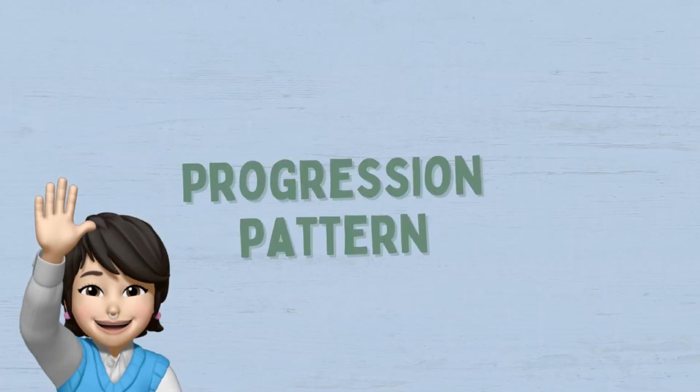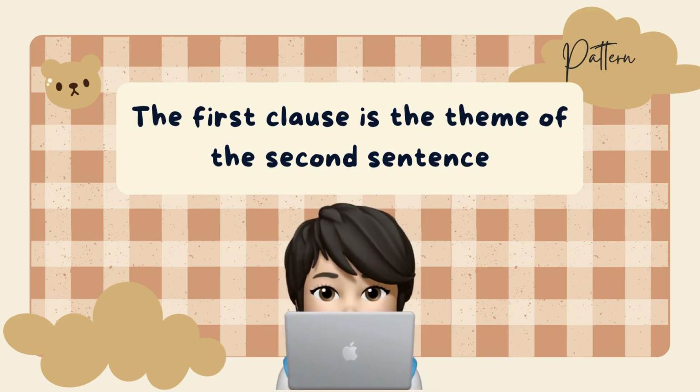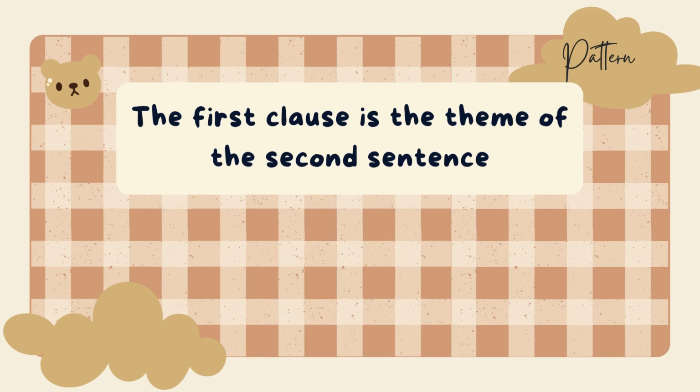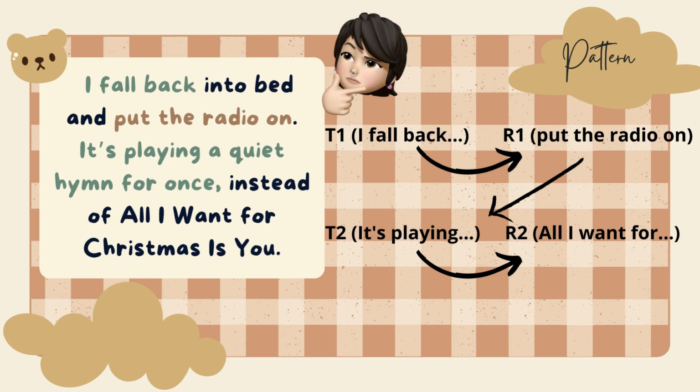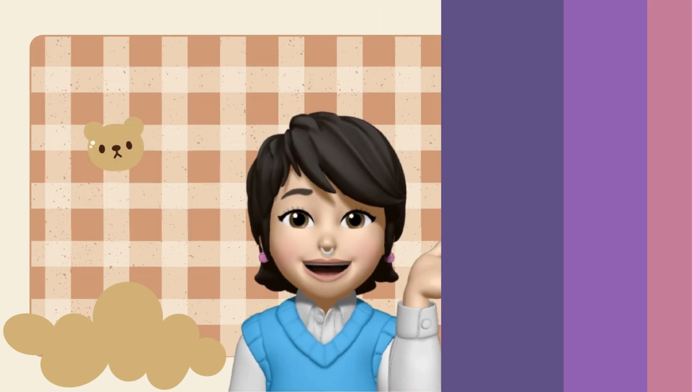Progression pattern. The most common pattern of this narrative text corresponds to a zigzag thematic progression, for the reason that the first clause is the theme of the second sentence. For example, in this sentence, the rheme, which is "put the radio on," is derived into the theme of the second clause, "playing a quiet hymn for once." The same action is repeated between the other clauses of the text.